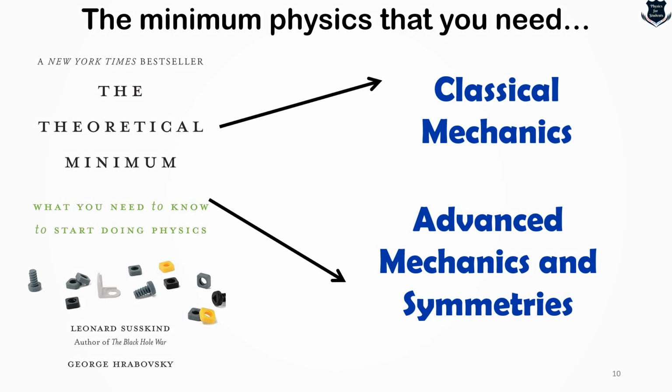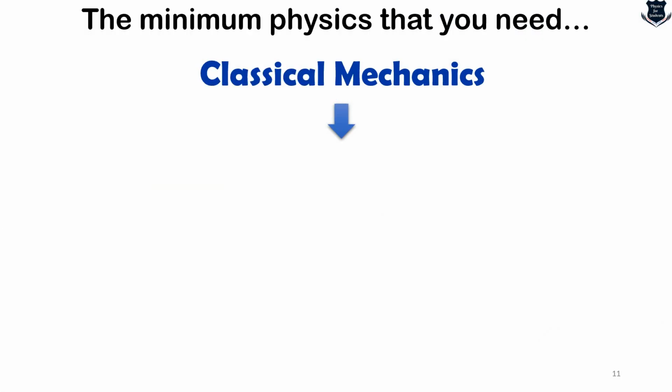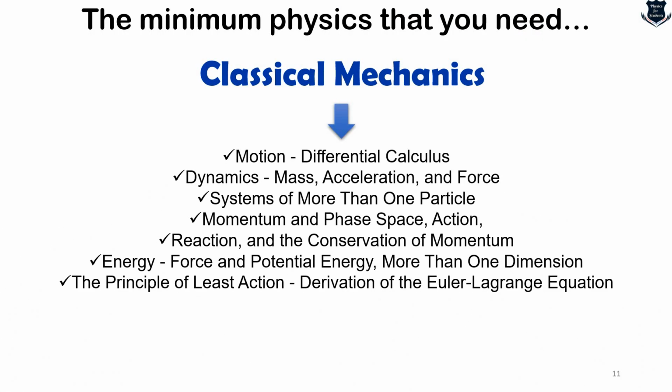Now, when we review the book, the classical mechanics part is divided into these chapters. It starts with motion, which will teach you differential calculus, then dynamics: mass, acceleration, force, then systems of more than one particle. Then Professor Susskind would teach you momentum and phase space, reaction and conservation of momentum, energy which leads to force and potential energy, and the principle of least action, followed by the derivation of the Euler-Lagrange equation.